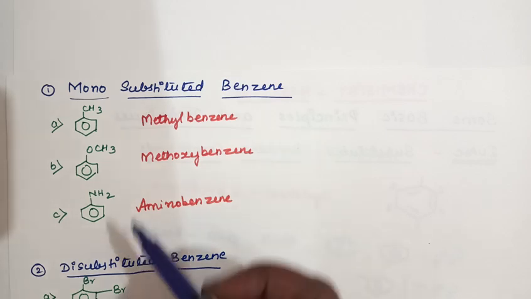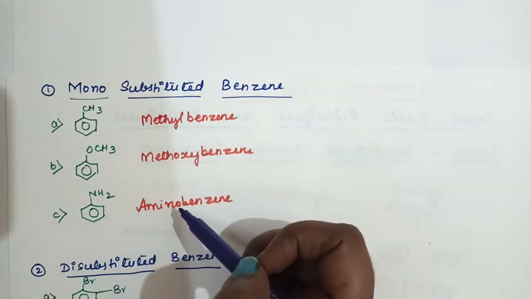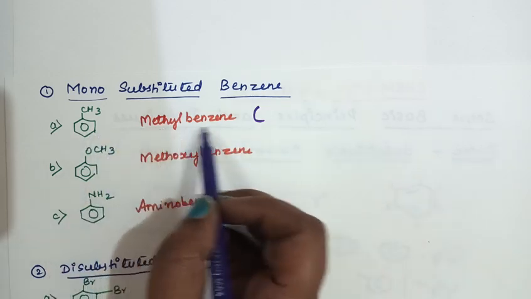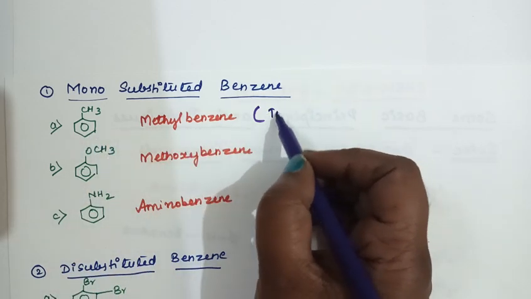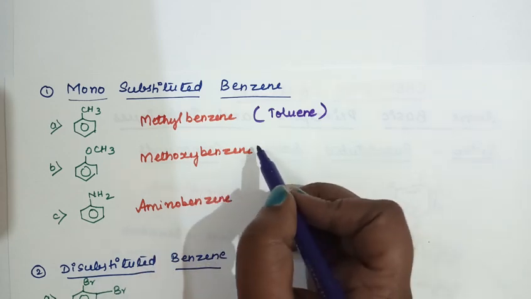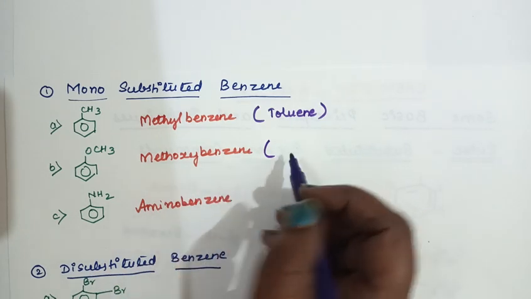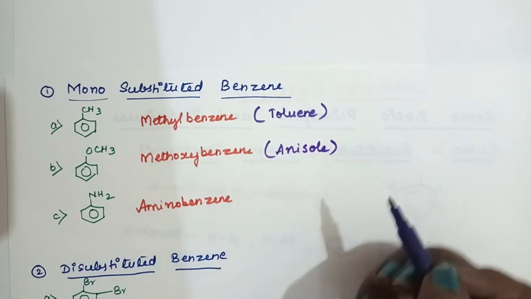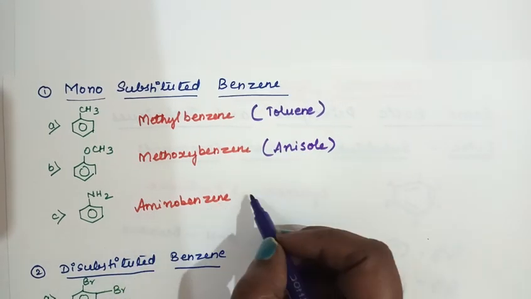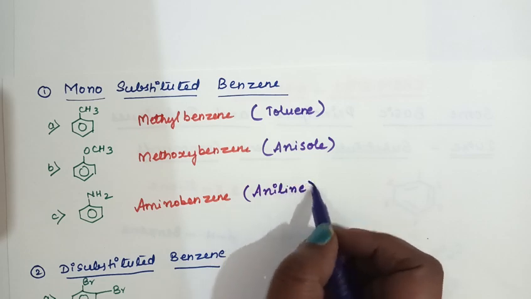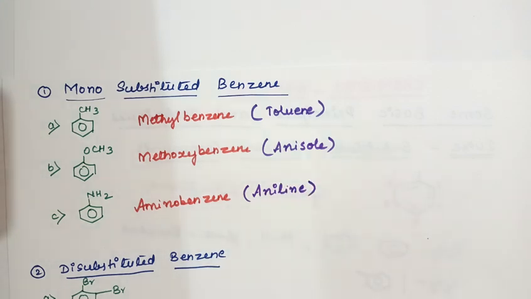So now they have common names as well, which is very important, you have to remember. So what is the common name for methyl benzene? It is toluene. So toluene is the common name. And coming to methoxybenzene, common name will be anisole. And here aminobenzene, common name will be aniline. So these are the common names.